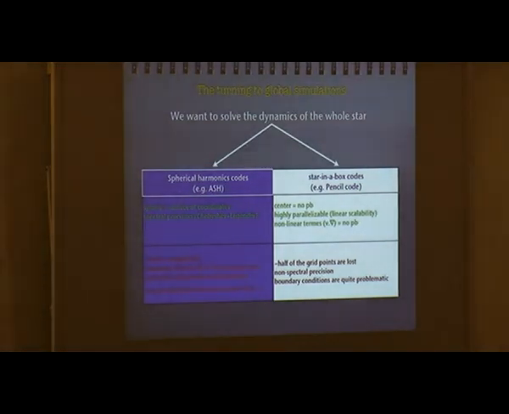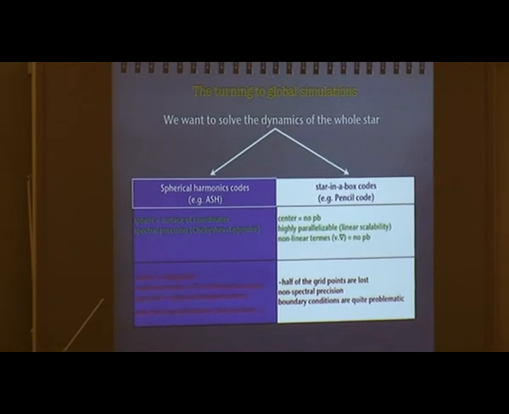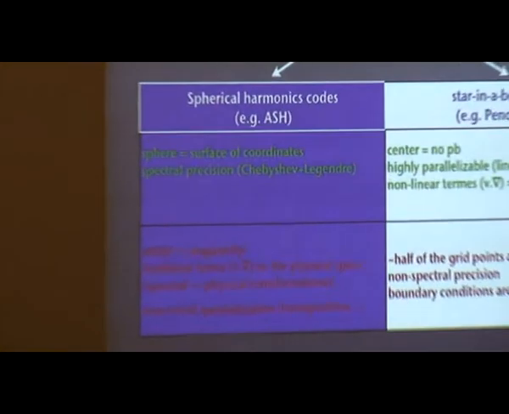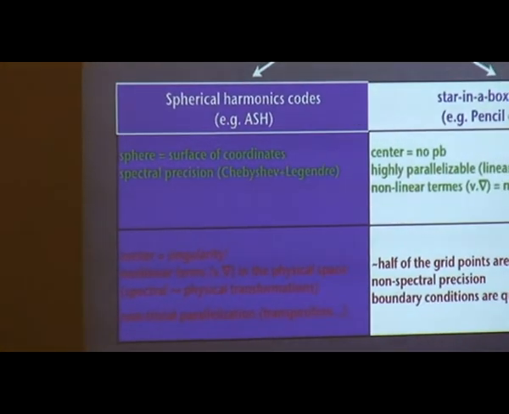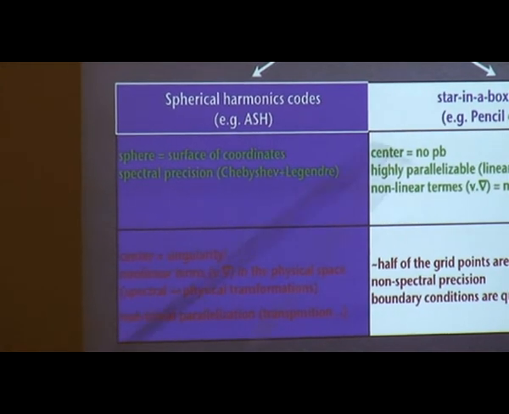The question is, can we do the same thing in a global simulation? In a global simulation, we want to solve the dynamics of the whole star. There are two ways to do that: a spherical harmonic code or a star-in-a-box code. Now with spherical coordinates, we can also do that. There are pluses and minuses for each method.